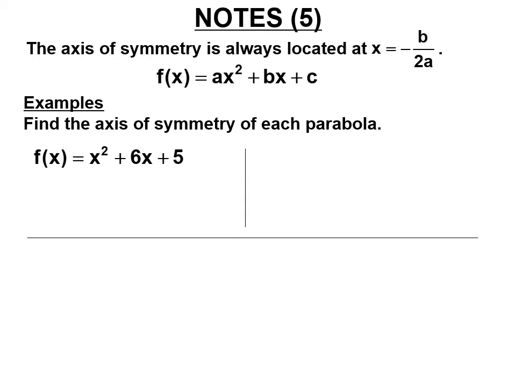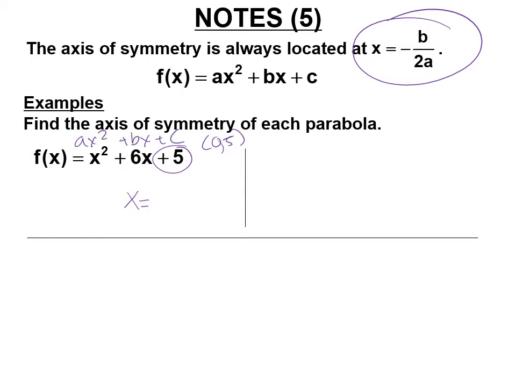All right, so the axis of symmetry is located at -b over 2a. So let's see that. We have a quadratic function here, f of x equals x squared plus 6x plus 5. We know the y-intercept is there, 0, 5. We also know where the axis of symmetry is. It's located at x equals -b, in ax squared plus bx plus c. So it's at -6 divided by 2a. A here is 1. So -6 divided by 2 is -3.